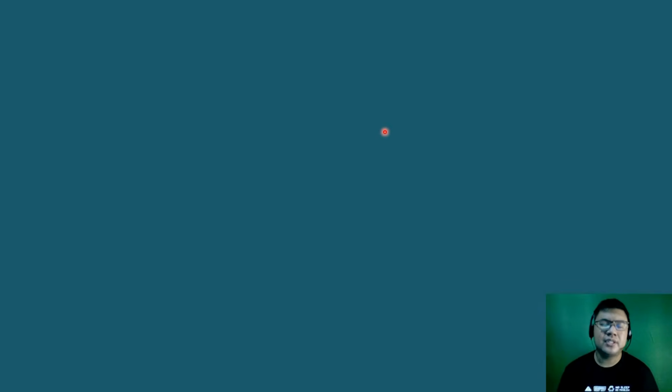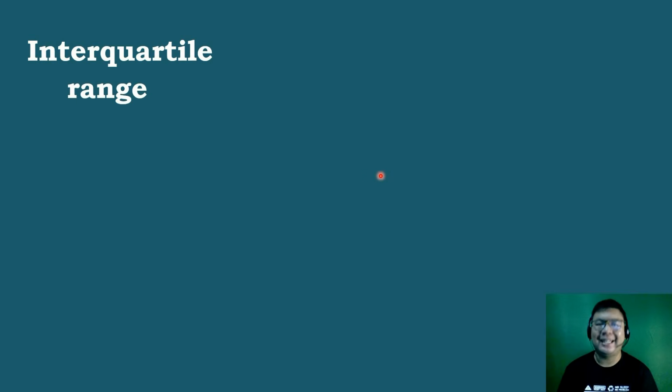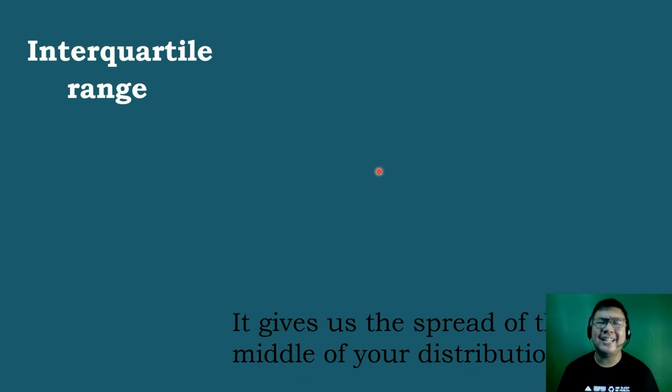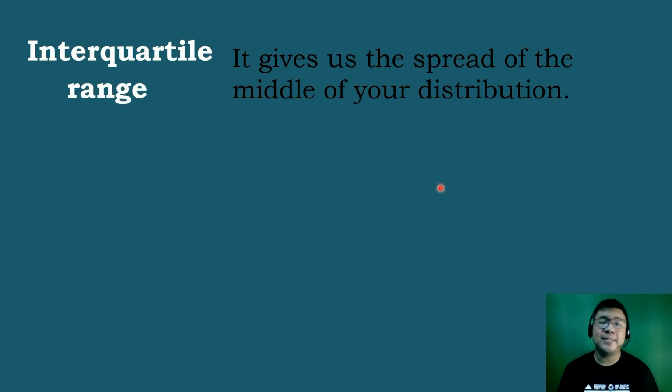So let's have the second measure of variability, which is the interquartile range. When we say interquartile range, it gives us the spread of the middle of your distribution. For any distribution that's ordered from low to high, or ascending order, the interquartile range contains half of the values. We all know that the first quartile contains the first 25% of the values, and the fourth quartile contains the last 25% of the values.